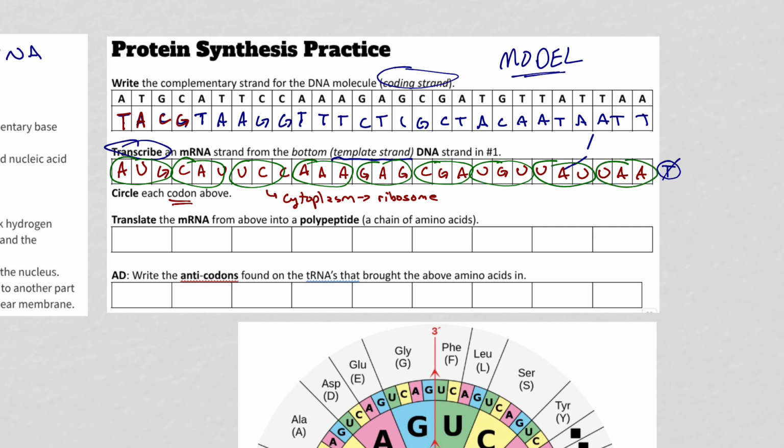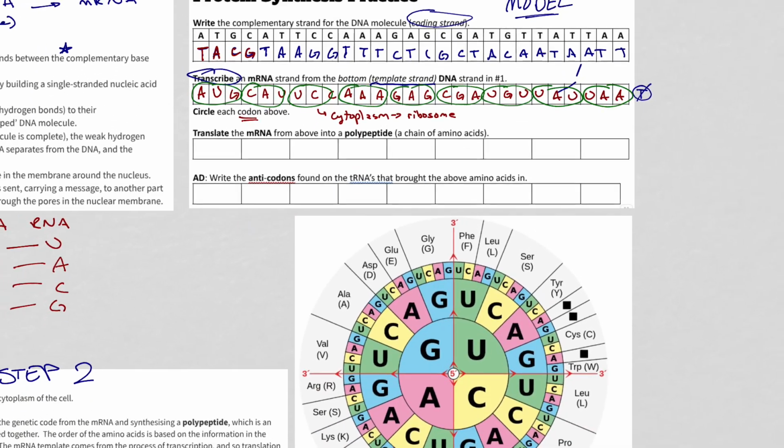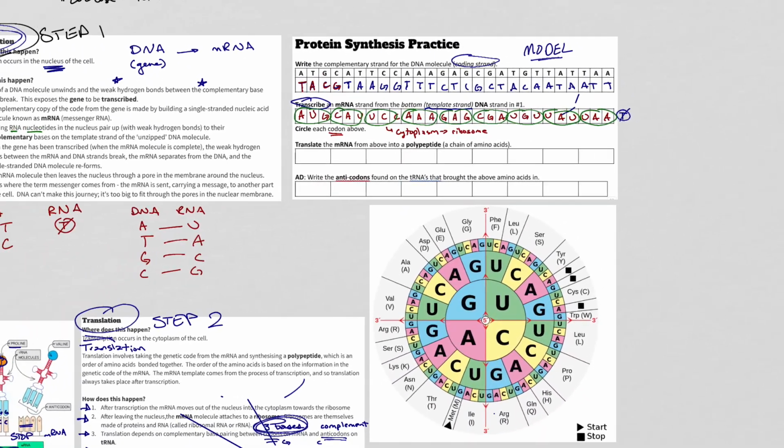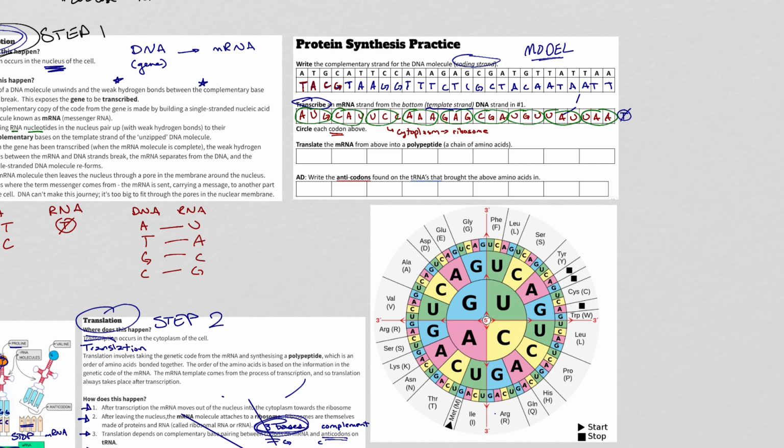All right. And what we're going to do is use a little kind of decoder chart to figure out which amino acids are going to be brought over by the tRNAs that read the codons. So we've got this nifty little diagram down here. And let's do our first codon. Our first codon is AUG.